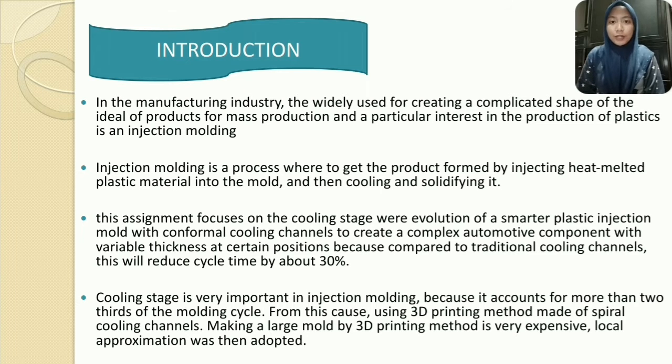Introduction. Widely used in the manufacturing industry is injection molding, because injection molding can create complicated shapes of ideal products for mass production, and is of particular interest in the production of plastic. The injection molding process is where the product is formed by injecting heated, melted plastic material into the mold and then cooling and solidifying it.